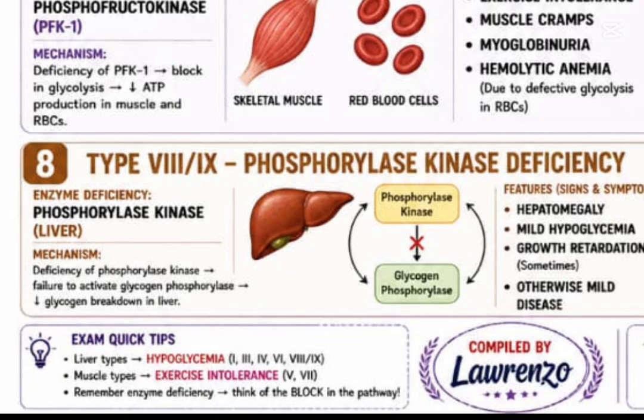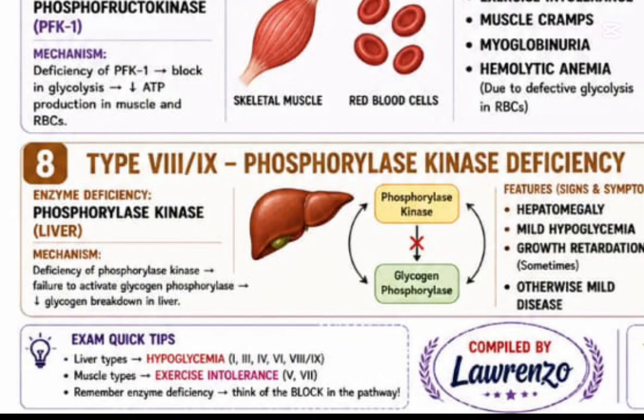calcium, which now stimulates the release or the activation of phosphorylase kinase. When you increase phosphorylase kinase, what happens? Phosphorylase kinase will stimulate the formation of glycogen phosphorylase, which will break down glycogen. But now there is deficiency of phosphorylase kinase. So what is going to happen now?